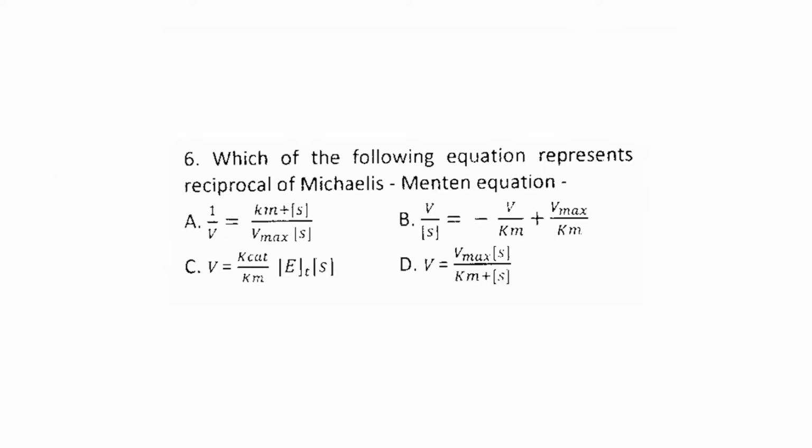Next question is, which of the following equations represents the reciprocal of the Michaelis-Menten equation? The Michaelis-Menten equation is V equals Vmax S by Km plus S. In the question it is actually asked for the reciprocal of it. So the reciprocal will be 1 by V equals Km plus S by Vmax S. The answer will be A.